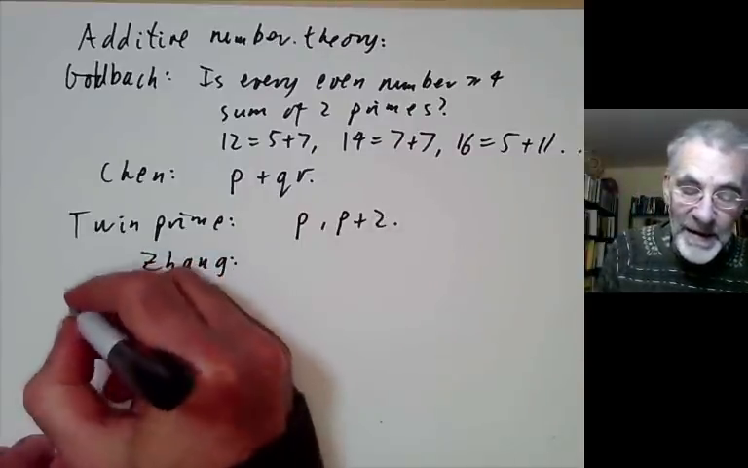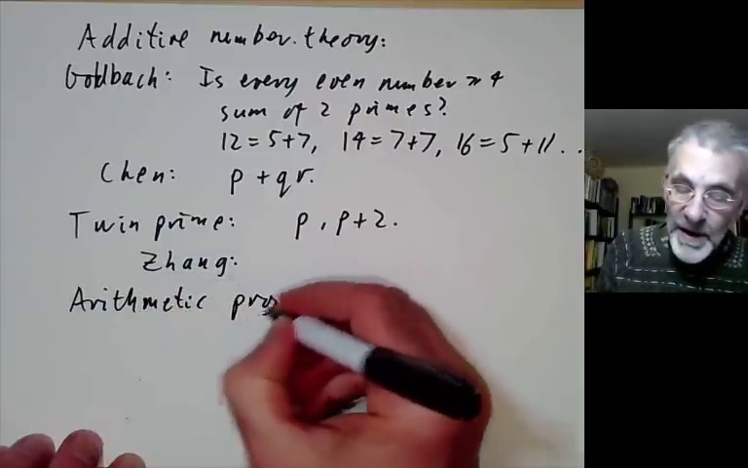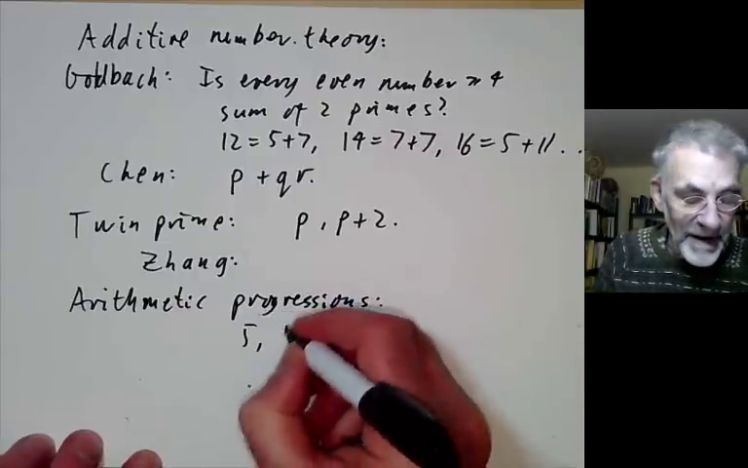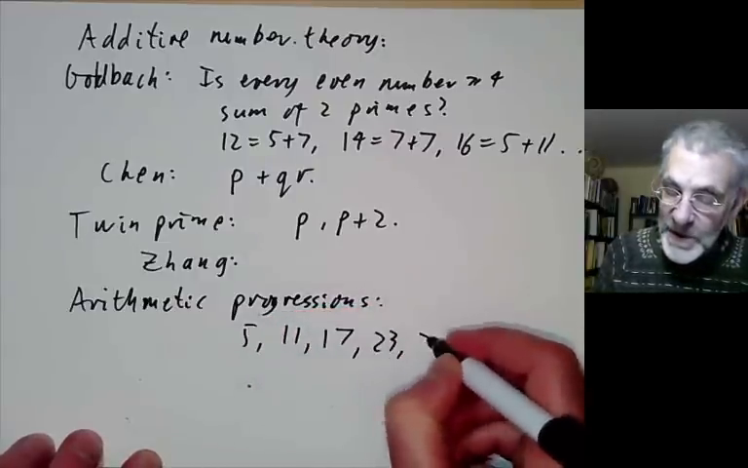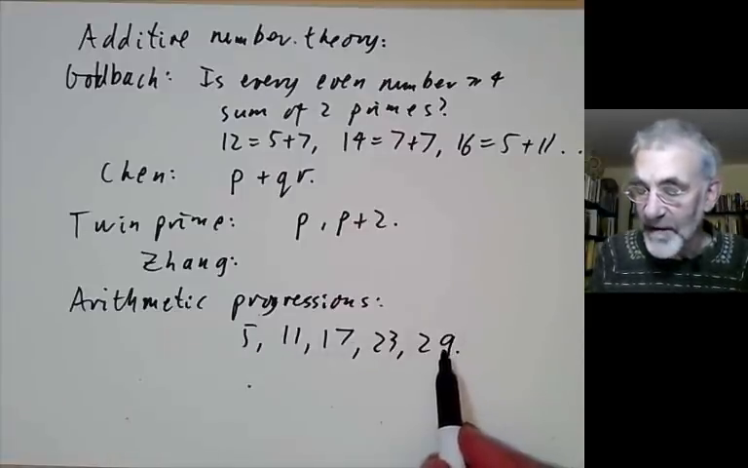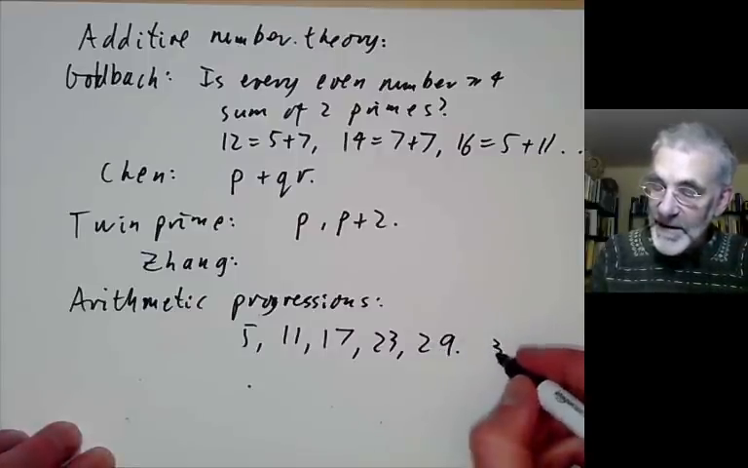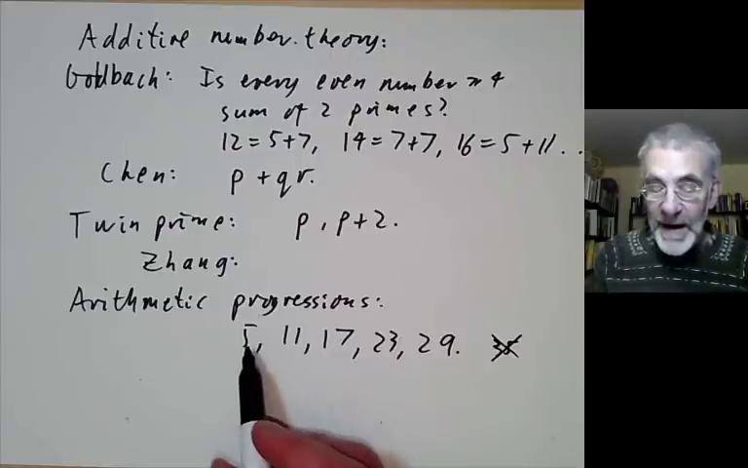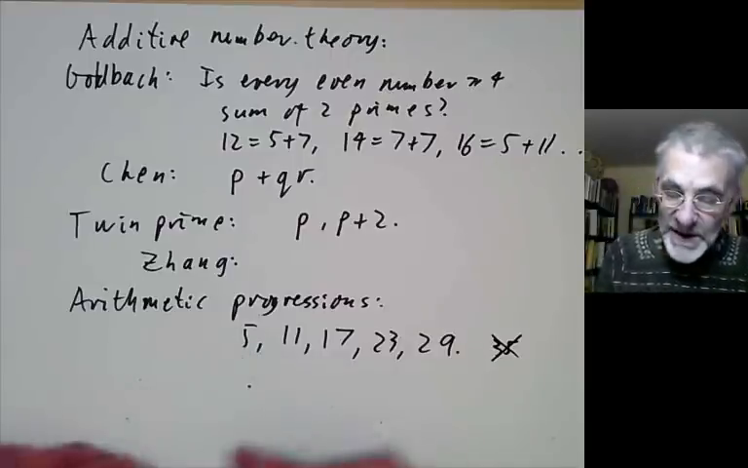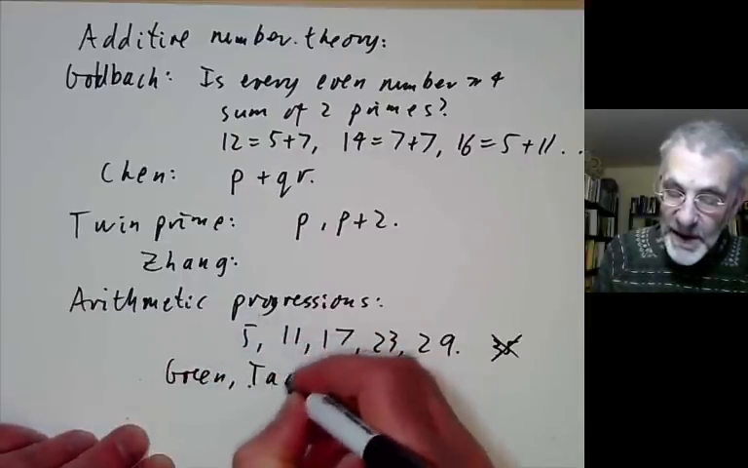Another similar one is, can you find arithmetic progressions of primes? Well, you can certainly find some. For instance, we can find 5, 11, 17, 23, and 29. So each of these differ by 6. So here we've got an arithmetic progression of length 5, and you can't extend it any further because if you add 6 to this again, you get 35, which is no longer prime. And the question is, can you find arbitrarily long arithmetic progressions of primes? And this was, again, answered a few years ago by Green and Tao.